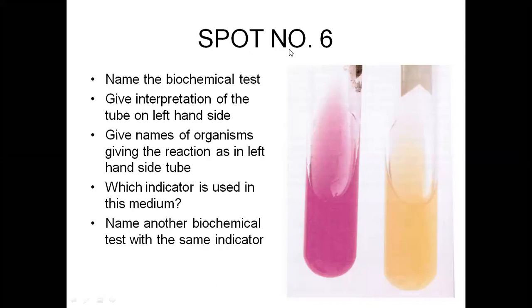So identify the test, urease test. Give interpretation of the tube on the left hand side, that is positive. Give names of the organisms which are positive. Which indicator is used in this medium? That is phenol red. Name another biochemical test with the same indicator, that is TSI, triple sugar iron test, that we are going to discuss in another slide.